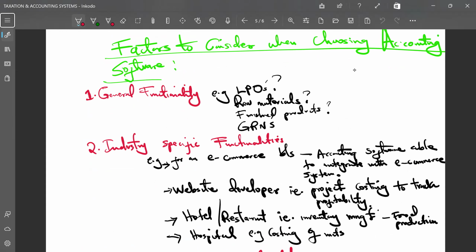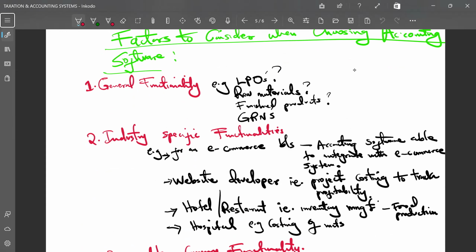Now, we talked about general functionality as factor number one to consider. There, I challenged you to ask yourself, what type of functionalities are you looking at as a business person? I only gave few examples. There are so many, but I only gave a few. In terms of questions, you can look at that.